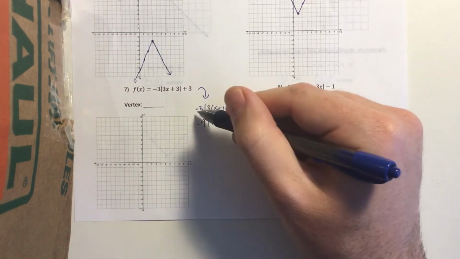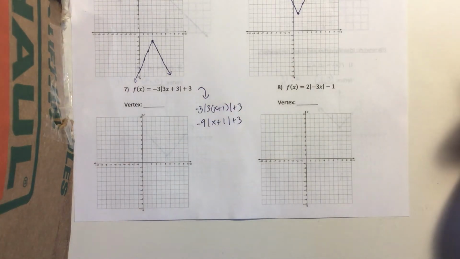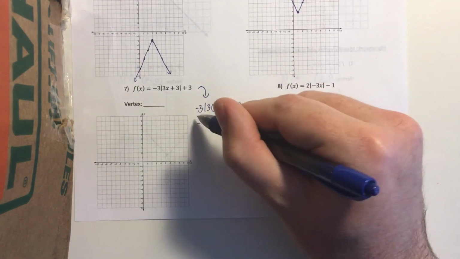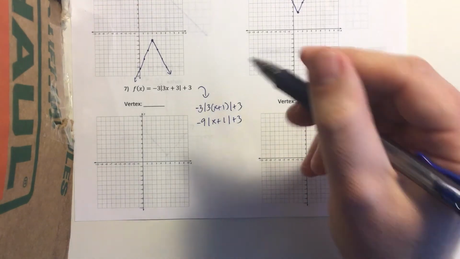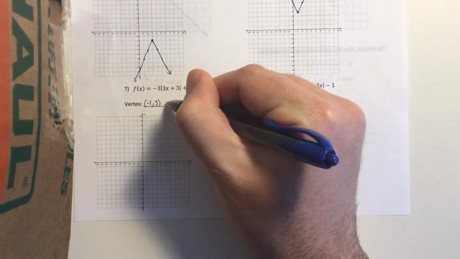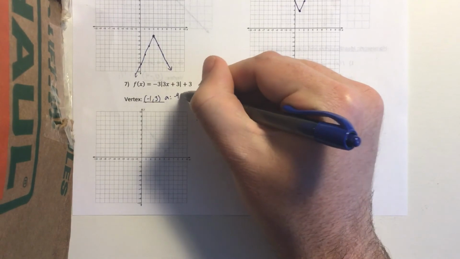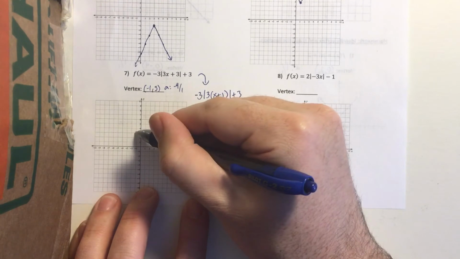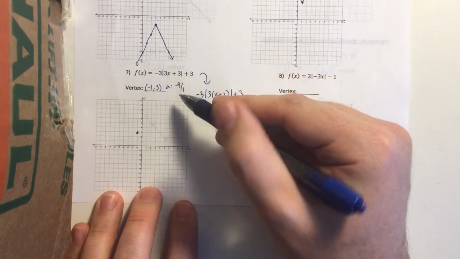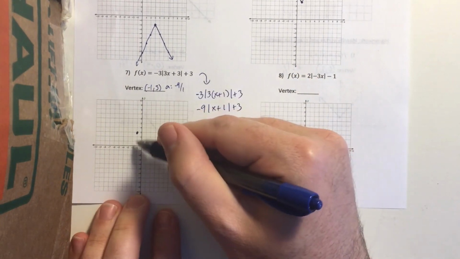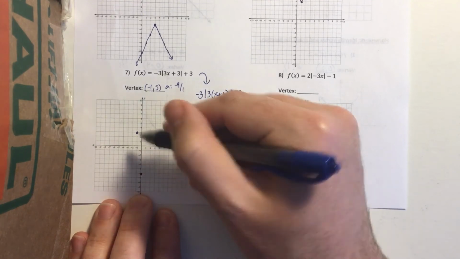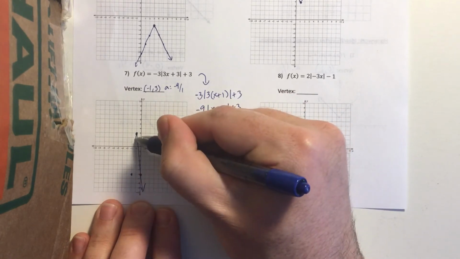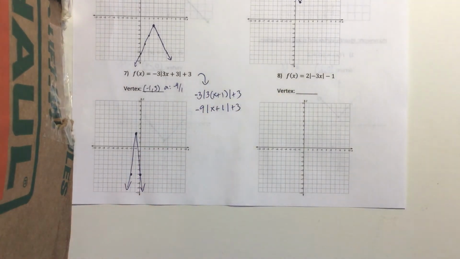This negative stays because the negative was outside the absolute value bars already. So we don't want to make the negative positive. It's staying negative because it was outside the absolute value bars. All right, our vertex here is negative 1, 3, and our a value is negative 9. And let's see here, if I plot these points, negative 1, 3, and then down 9 over 1. So we're going down 9 over 1. Do your best. You're going the opposite direction on the other side, and you're going to get something like that.